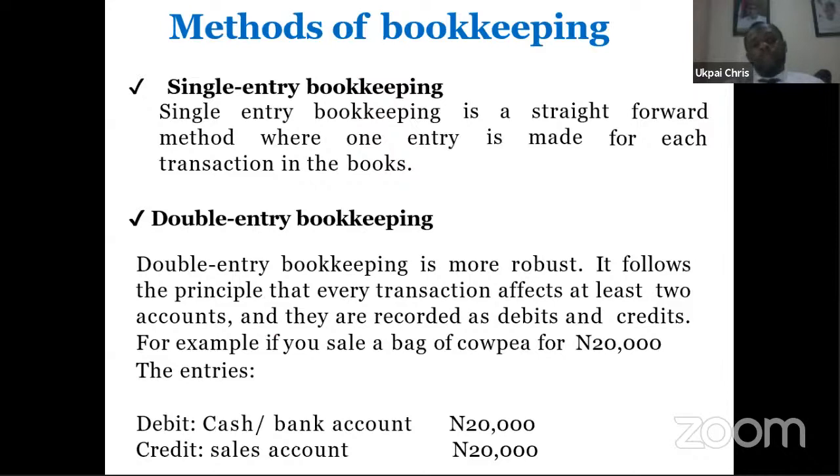Methods of bookkeeping: we have single entry bookkeeping and double entry bookkeeping. Single entry bookkeeping is a straightforward method where one entry is made for each transaction in the books, while double entry bookkeeping is more robust. It follows the principle that every transaction affects at least two accounts and they are recorded as debit and credit. Am I communicating? There's one basic principle in accounting that says every debit entry must have a corresponding credit entry. It's in and out. Am I communicating?